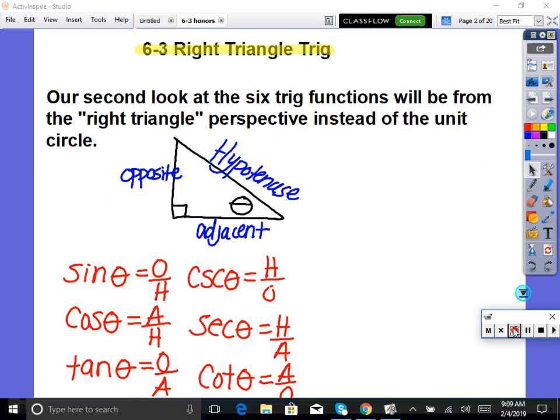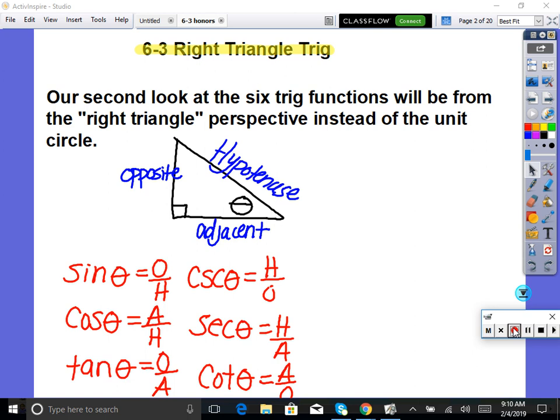So we have to use these 6 trig ratios. Sine of theta is SOH, cosine, CAH, tangent, TOA. Opposite over hypotenuse, adjacent over hypotenuse, opposite over adjacent. So then cosecant will be hypotenuse over opposite. Secant will be hypotenuse over adjacent. And cotangent will be adjacent over opposite. These are the 6 trig ratios we use in right triangle trig.